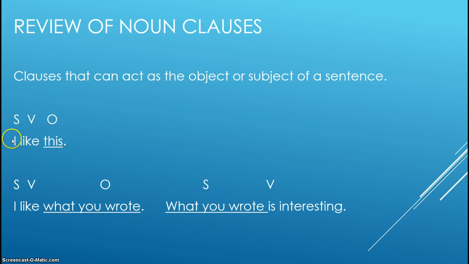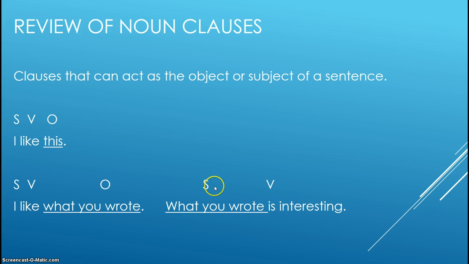That is the function of a noun clause, to be like the object or be like the subject of a sentence. Now, if you look at just a very simple sentence here, I like this. I is my subject, like is my verb, this is my object. Can't get simpler than that. Very, very simple sentence there. Now here, the object is replaced by a clause. I like what you wrote. I is my subject, like is my verb. What do I like? What's the thing that I like? What you wrote. Same function as what I have up here. I like this. Now I just replace that noun with a complete clause, which acts as the object.